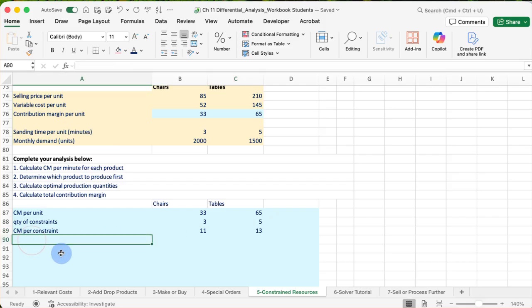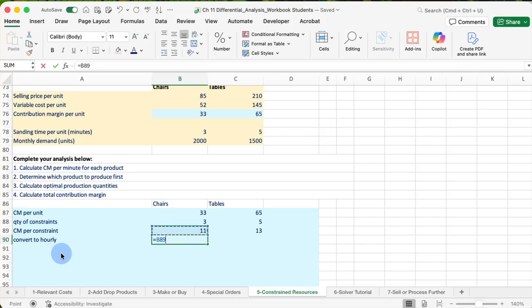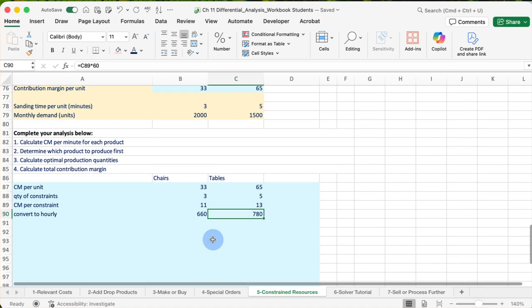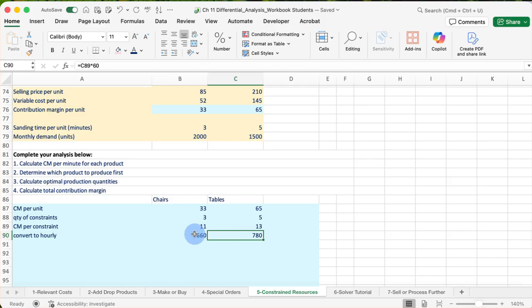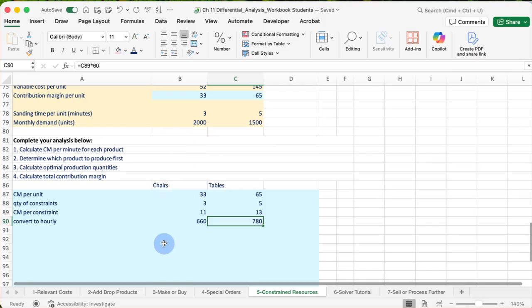If you're interested in converting that to hourly, you can by multiplying the contribution margin per minute times 60. And so we can convert that to the hourly contribution margin. You don't have to do that, but sometimes people just like to see that. So from right here, we can see that it makes the most sense for us to prioritize tables first and produce as many tables as we possibly can. And then however much time we have left, we'll use on creating chairs.